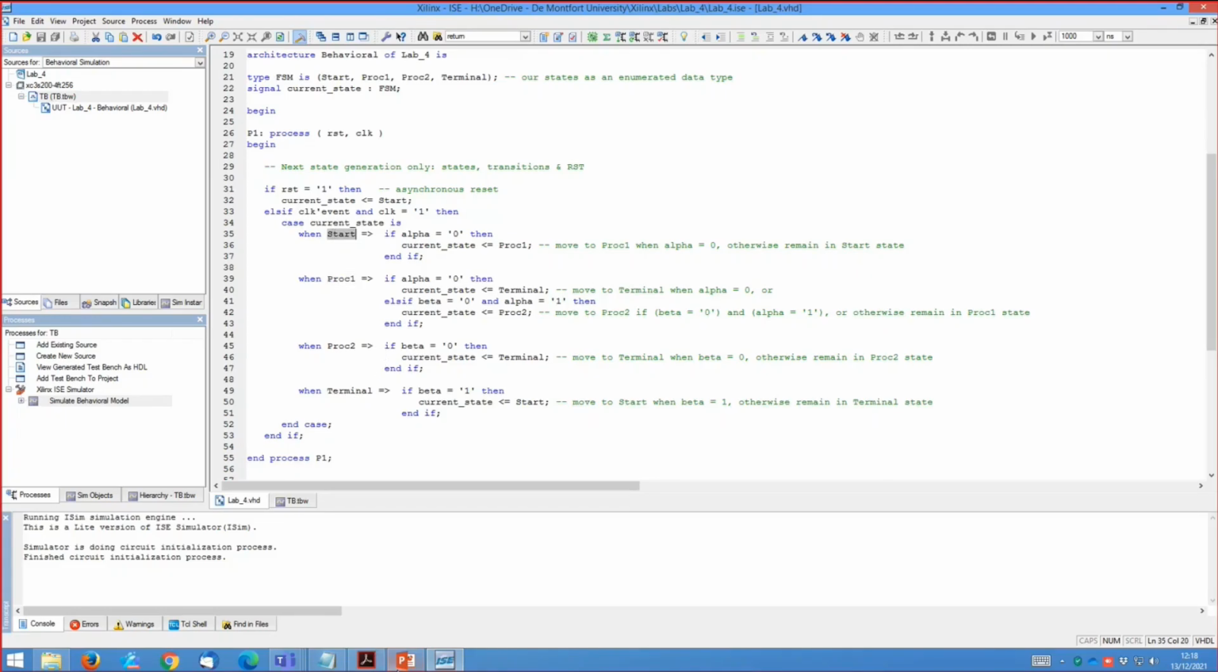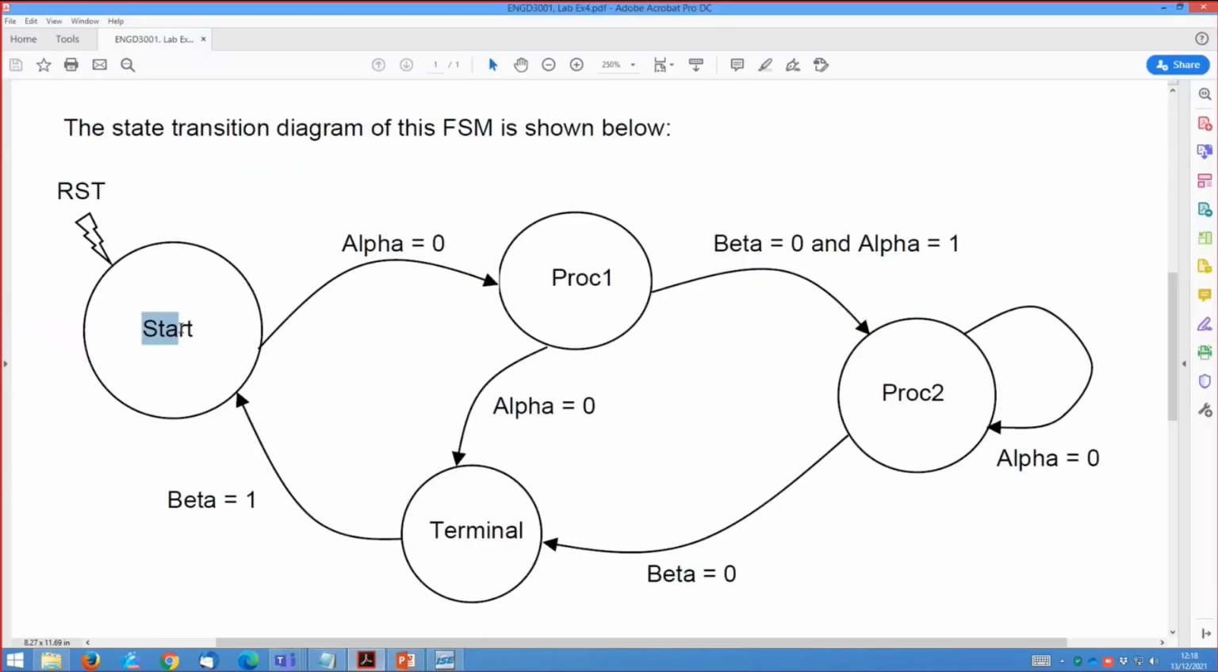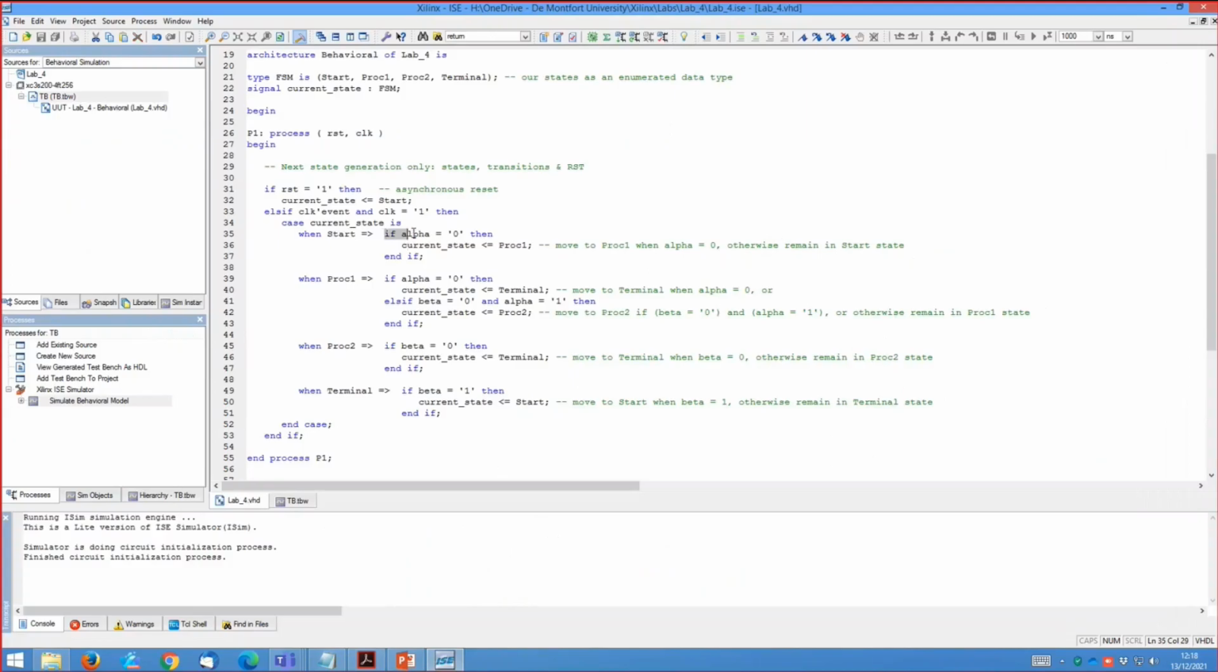So when we are in the start state, if we're looking at the diagram, we are now here. What we need to do basically is to wait there until alpha becomes 0. And when alpha is 0, then change the state to proc1 instead. So let's see if that's what's happening. See, if alpha equals 0, then current state becomes proc1, end if. That's it. We don't need to have an else or anything else, because essentially if we don't move, then we stay there. And the only way to move is to say if alpha equals 0, then current state is proc1, and that's it.